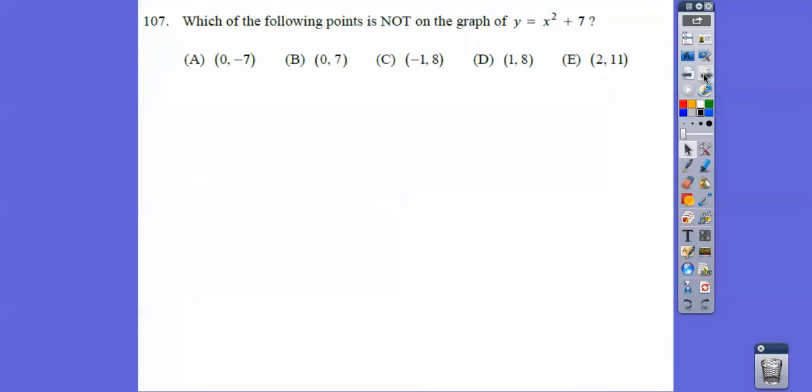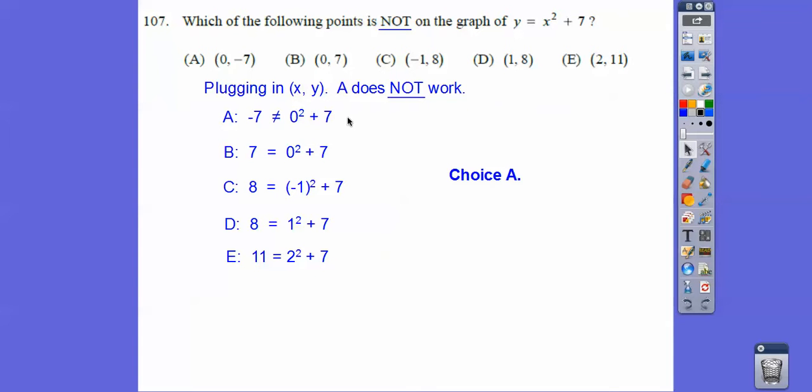Okay, easy. Which of the following points is not on the graph? So we're going to plug in X, Y, see if it satisfies this. Plug them all. There's only one that doesn't satisfy. You'll find out A is the one that doesn't work. Negative 7 does not equal 0 squared plus 7. This is the Y, so that goes on this side.